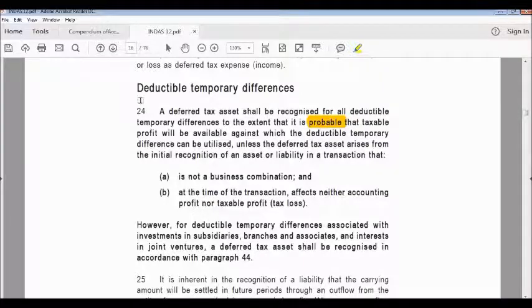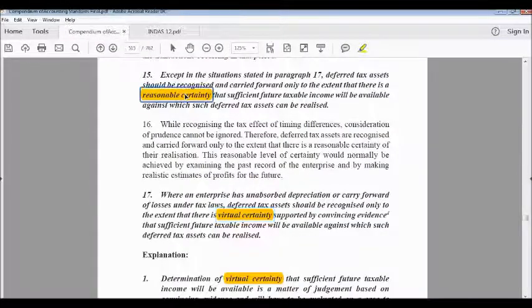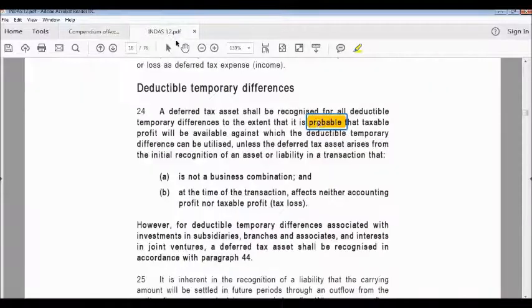So Ind AS 12 says a deferred tax asset should be recognized for all deductible temporary differences to the extent that it is probable that taxable profit will be available against which the deductible temporary difference will be utilized. So it simply says that it is probable that taxable profit will be available against which the deductible temporary difference can be utilized. But earlier it said there should be a reasonable certainty, and now it says it is probable.